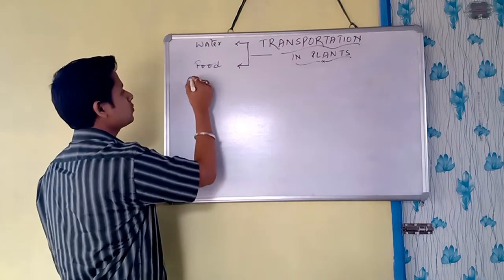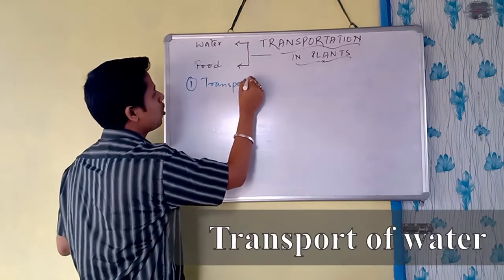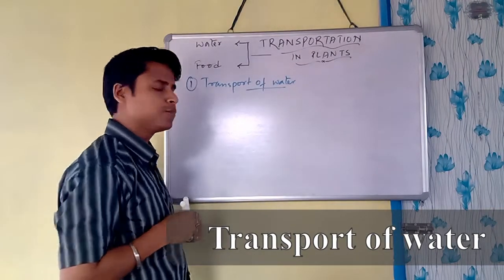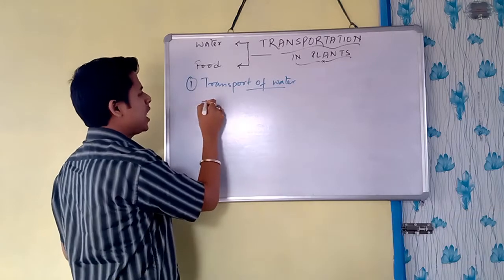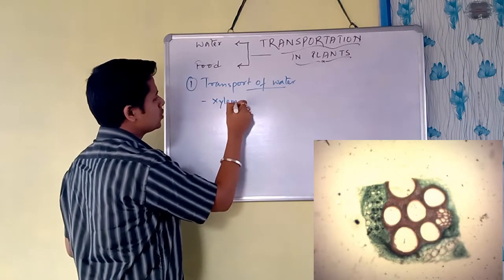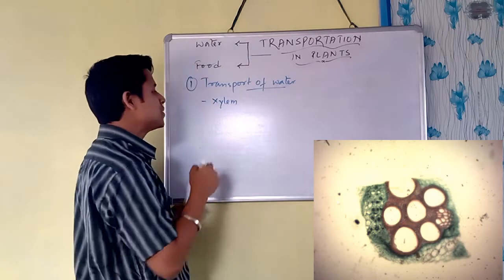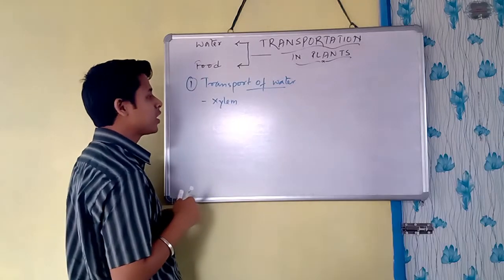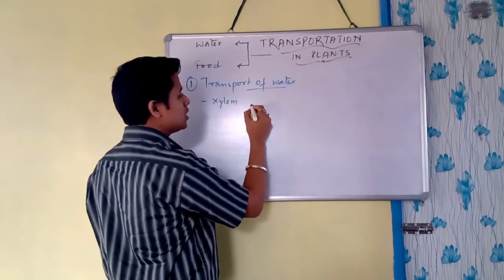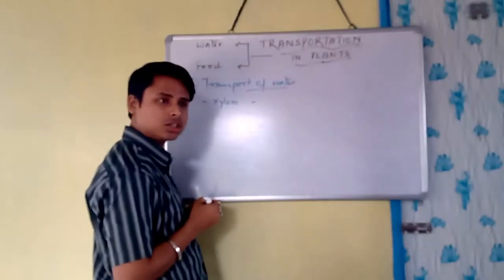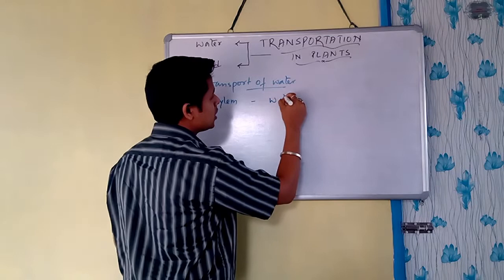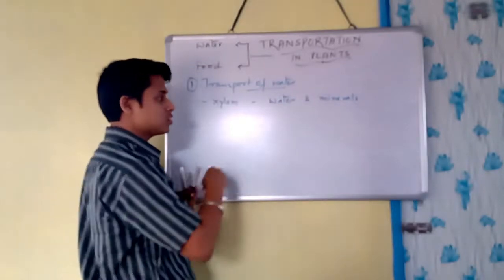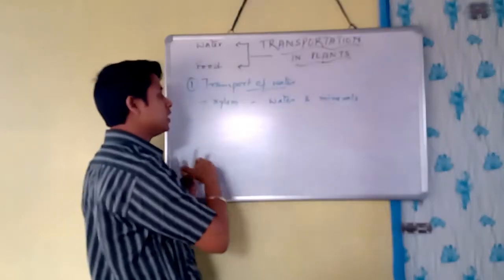The first one, that is transport of water. The transport of water takes place with the help of a tissue which we already studied, that is xylem. So xylem helps in the transportation of water. How it helps, we will discuss this. Xylem helps not only in transportation of water, it also helps in transportation of minerals, and it is going from roots to the leaves.